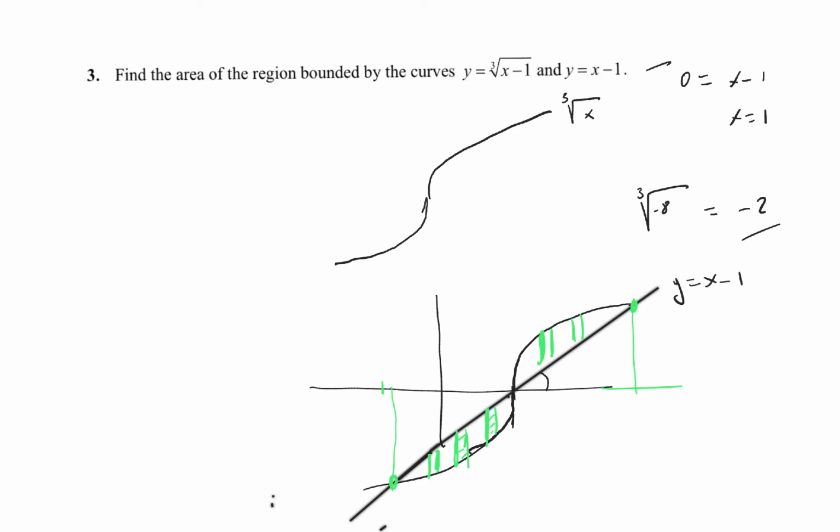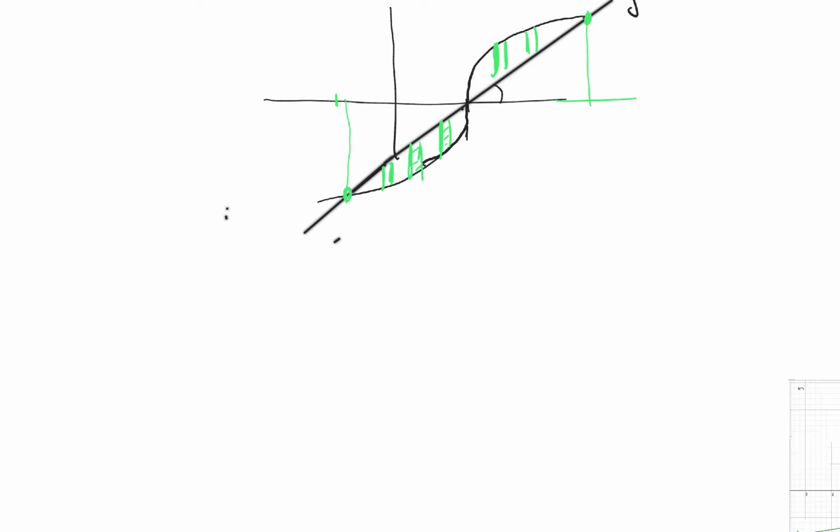So let's do it. The first thing is to find the points of intersection, these two points, and this point. This one is the point x equals 1. But what are these points? They are obtained by imposing the condition that the y is the same for y equals x minus 1 and for y equals the cubic root of x minus 1. The same y occurs here, and the same y occurs here.